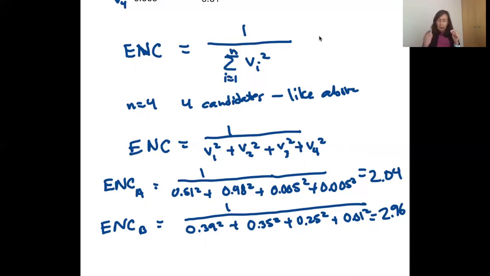i is the index variable, and it is changing within the sum. It is changing within the case. n is the stopping point, and it is fixed within the case. So in both of these cases, n was 4. If we had another race that had 6 candidates on the ballot, and we had 6 vote shares to square and sum up, then n would be 6.